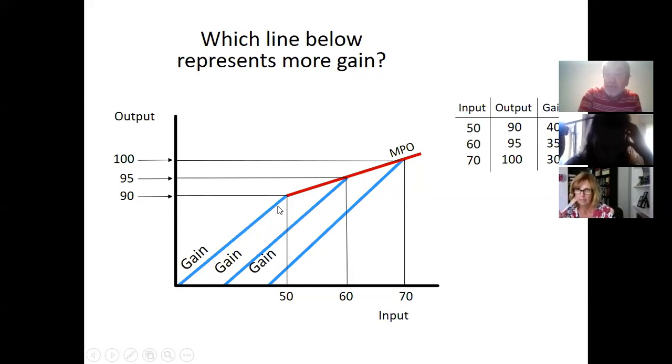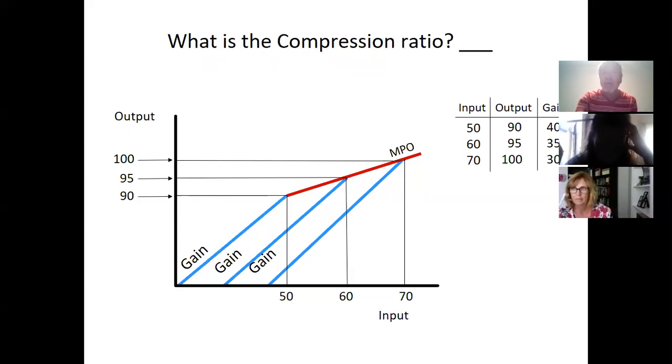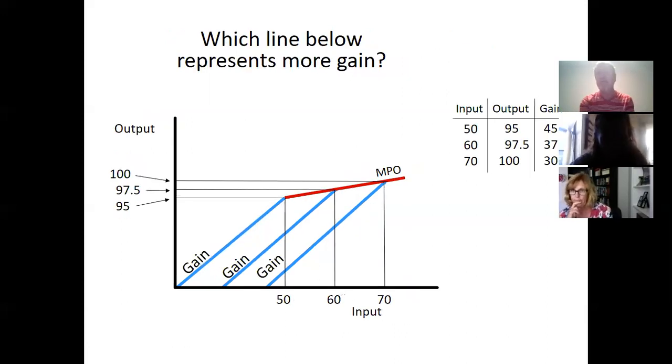What's the compression ratio? Look at this. Well, 50 in was 90 out. 60 in is 95 out. 2 to 1. You got it. Here we go.